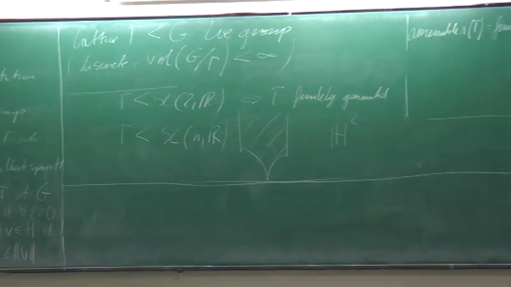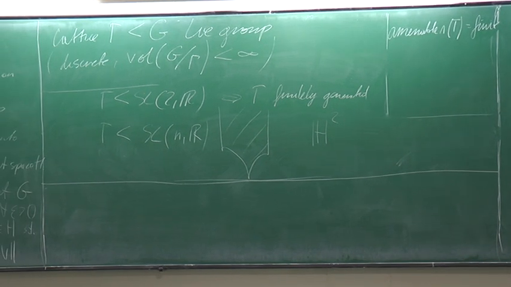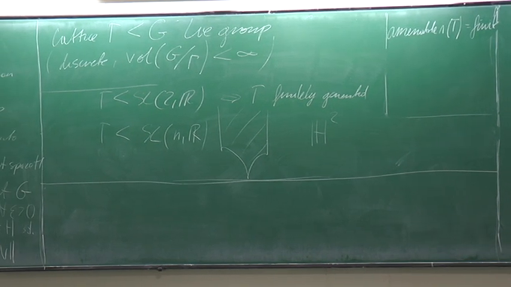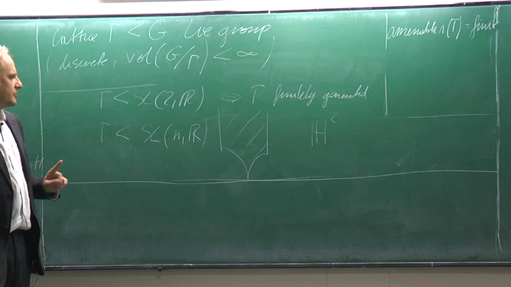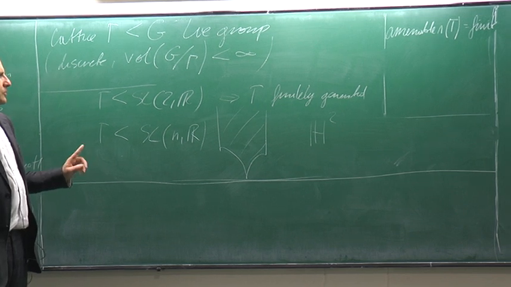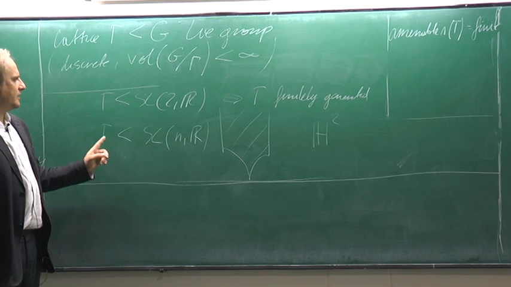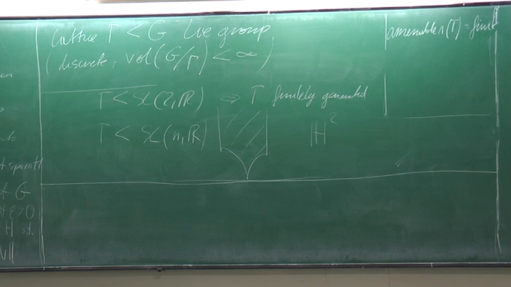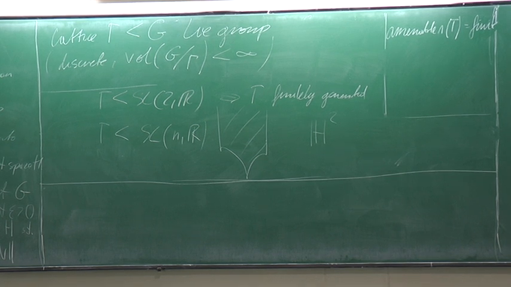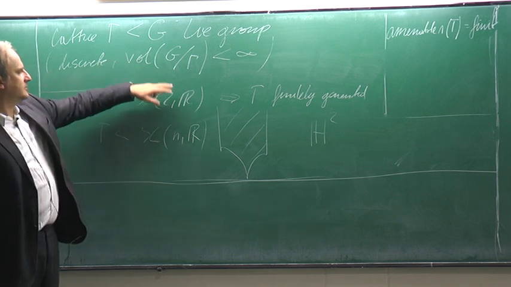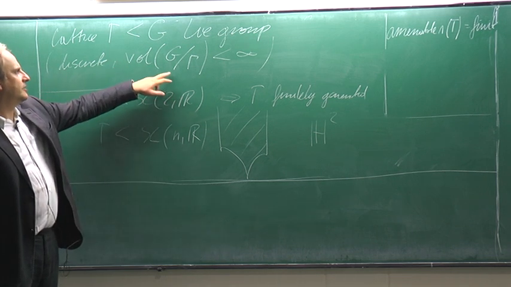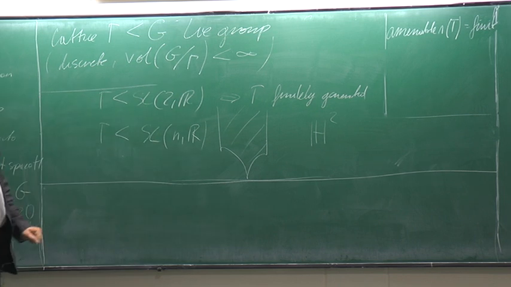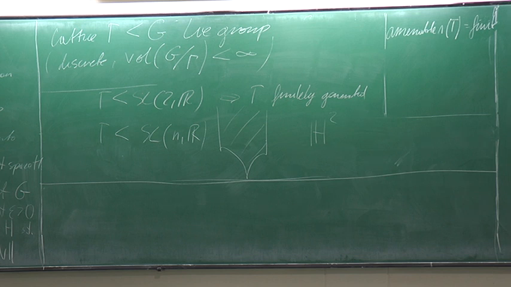That you can find a fundamental domain with this property. Yes, right. No, so if you ask about manifolds, this is clear: if the quotient is compact, then it's clear that it's finitely generated. It's not clear in the case when it has finite volume, yet it's not compact.